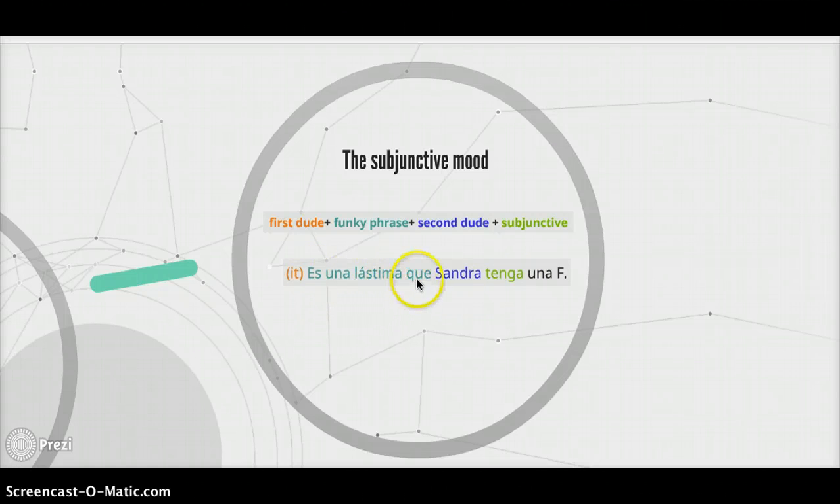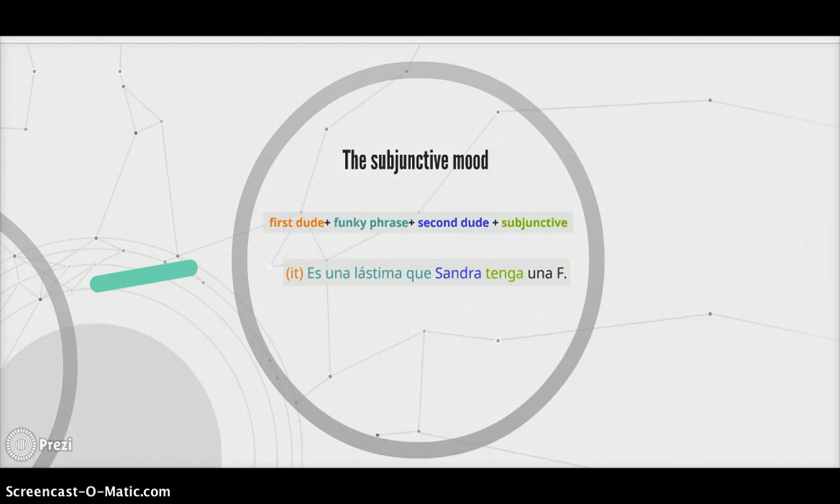Es una lástima que Sandra, and then we're going to use the subjunctive form of tener, tenga. We used yo up to get this. So es una lástima que Sandra tenga una F. It's a shame that Sandra has an F.